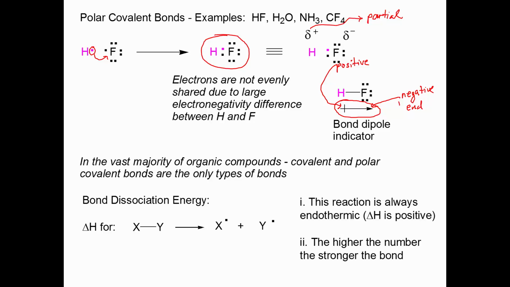In the vast majority of organic compounds, covalent and polar covalent bonds are the only types of bonds. A quantity known as bond dissociation energy, which we're going to take up in more detail in Chapter 4, is defined as delta H for what we call the homolytic bond cleavage. That's breaking the bond and having one electron go to one atom and the other electron go to the other atom. This reaction is always endothermic, it's unfavorable, and the higher the number for the bond dissociation energy, the stronger the bond. It's a term that we use so often in this class that we're going to abbreviate it as just the BDE.